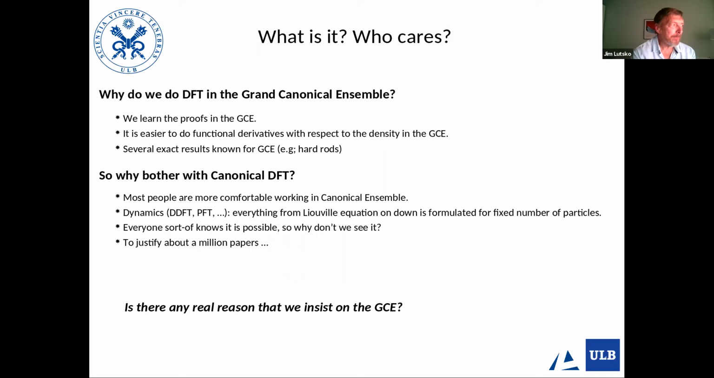I noted here that everyone, I think, who's thought about it at all knows that it's possible to do DFT in the canonical ensemble. I've always known this. And so maybe like me, other people wonder why we don't actually see it. And the last thing I put is because doing it in the canonical ensemble would justify about 1 million papers where people minimize the free energy at constant N and call it density functional theory, even though there's no real theoretical basis for what they're doing. So that's the motivation for wasting a lot of time looking at this.